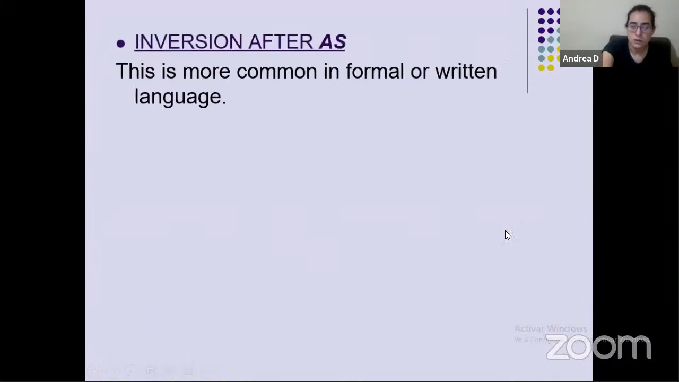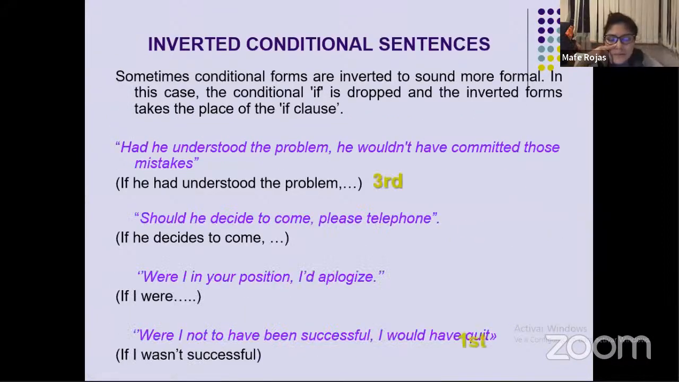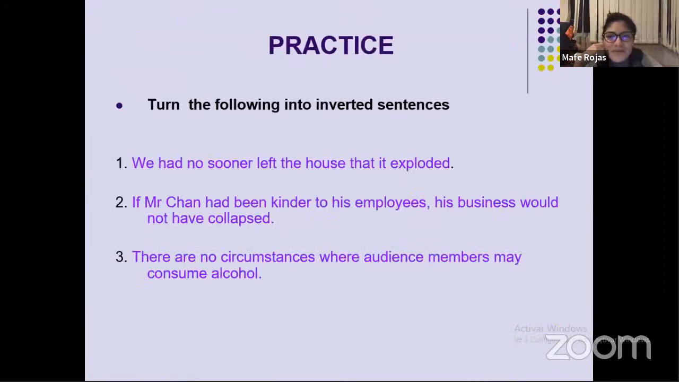It's a little complicated. It's the last part of grammar. Under no circumstances may audience members consume alcohol.